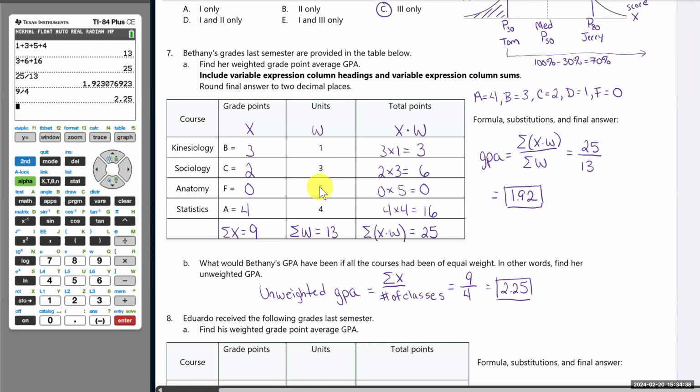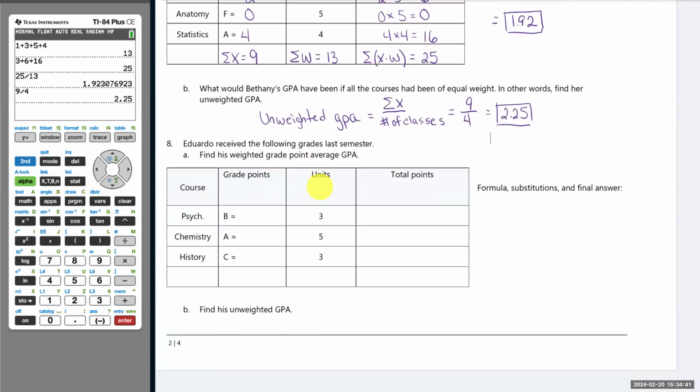All right, I'll just go through one more here, maybe a little bit more quickly. So I've got another student. X is points earned, W are the units, and then we find total points, X times W. So a B in psychology, B's are 3, 3-unit course. 3 times 3 is 9. And an A in chemistry, A, 4 points, 5-unit class. 4 times 5 gives us 20. And then a C in history. C's are worth 2 points, 3-unit class. And that gives us 6 points.